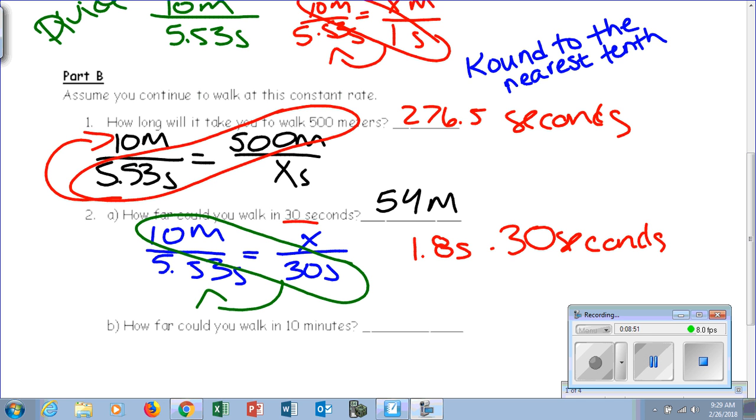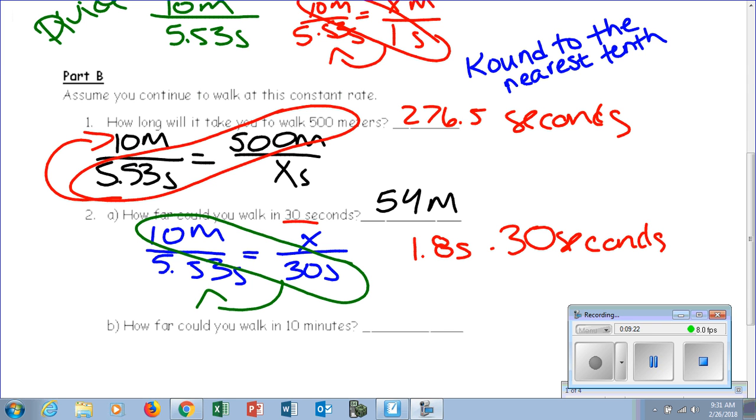Okay, so to do that, I think you got lucky with the same answer, but you have to make sure that your seconds are on the same side and your meters are on the same side. If you multiplied your 30 times your 5.53, did you have it laid out like this? Did you write it up like this? Did you have your 30 seconds up here? Okay, so do we have any more questions on 2A?